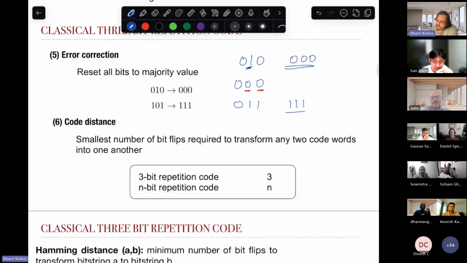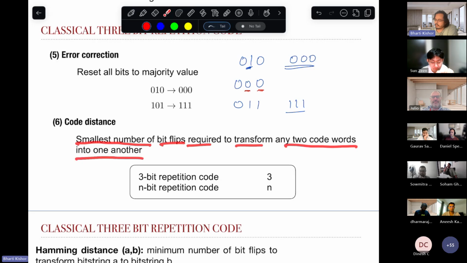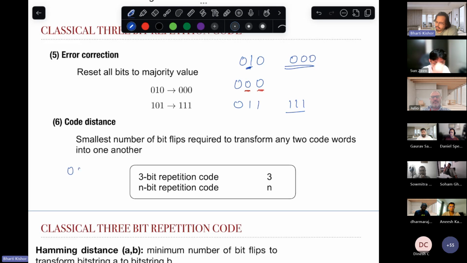So code distance basically captures the smallest number of bit flips required to transform any two code words into one another. In the case that we are looking at, we have only two code words, 000 and 111. So it's very simple. You just find the number of bit flips required to go from 000 to 111, and it's just 3. So in this case, your distance is basically 3.